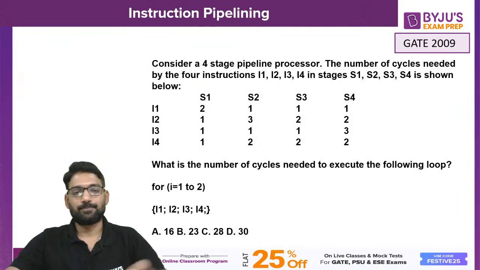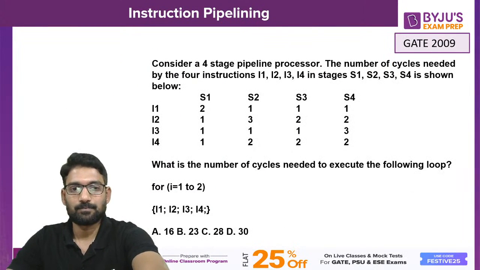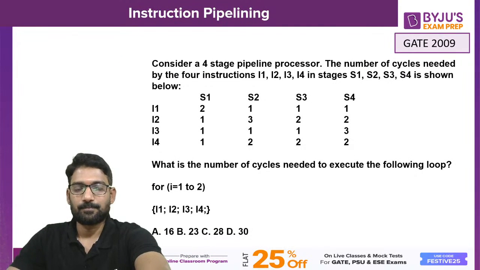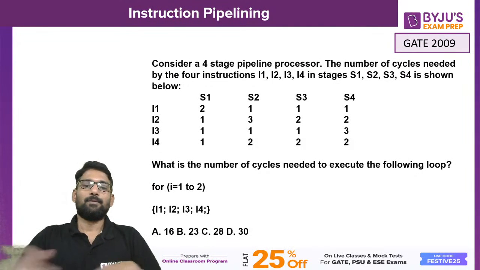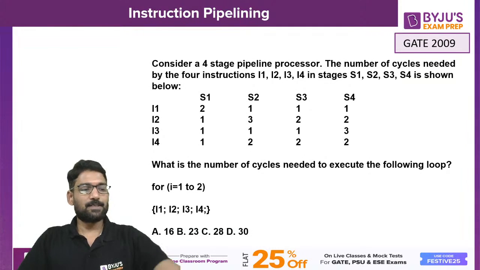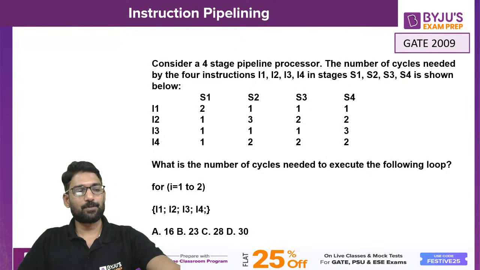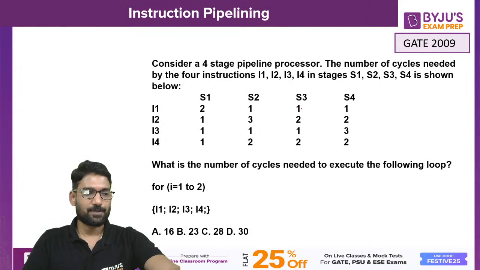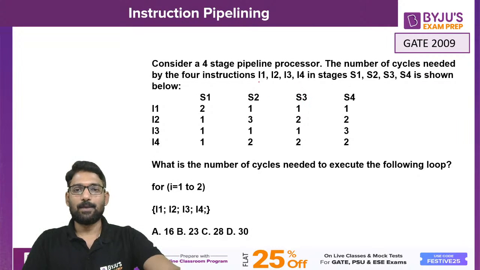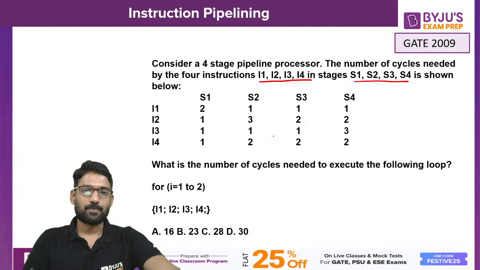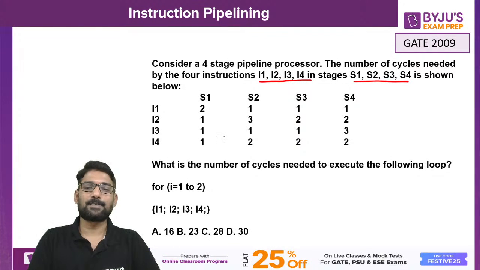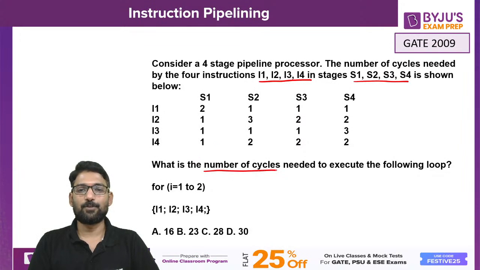Next, see this. Consider a 4-stage pipeline processor. The number of cycles needed by 4 instructions I1, I2, I3, I4 in the stages is shown below. What is the number of cycles needed to execute the following loop?